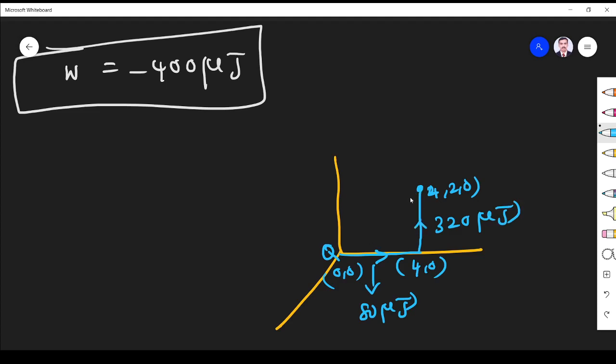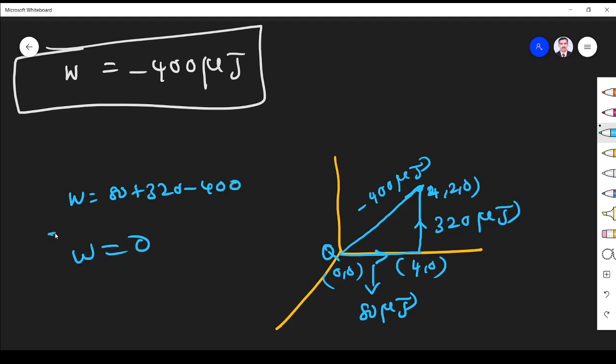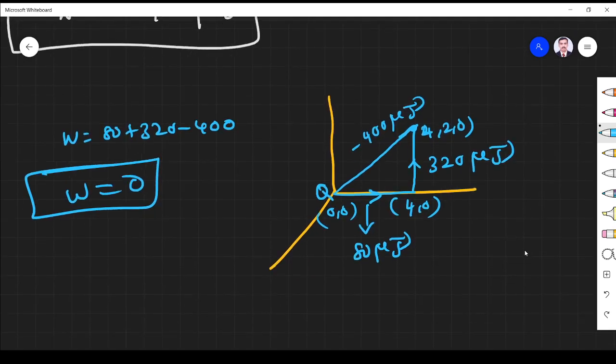When we come back, the work done is spent. How much have we spent? Minus 400 microjoule. What is the total work done? You see, 80 plus 320 minus 400, work done is 0. This proves that the electric field is a conservative field. Right? By seeing the question itself, we can tell the answer is 0. Total net work done is 0.